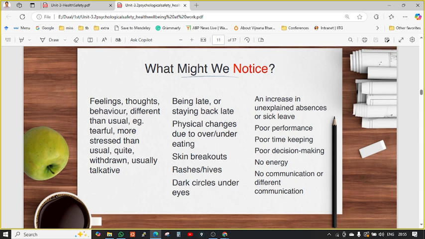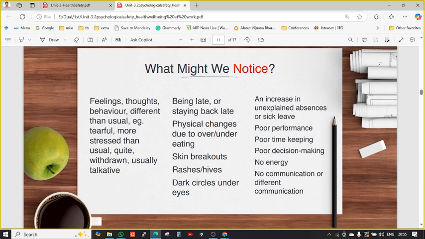Like that, in employees, workers, or in a workplace, if some changes are seen, then you should consider that this person or this employee may have fallen into mental sickness. These are feelings, thoughts, behaviors. These should be usual. If it is unusual, then you think that the person is passing through this mental weakness.